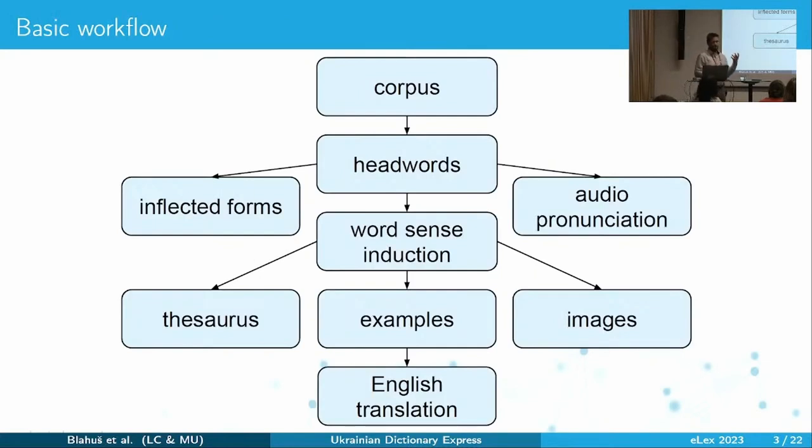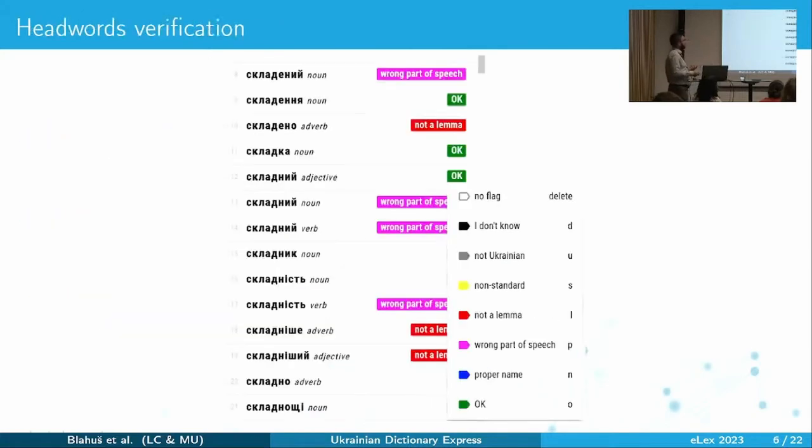Firstly, we generate the list of head words, the list of lemmas from the corpus, and the task for the editor in this step is to label each of the words. Okay means this word should belong to the dictionary. Wrong part of speech means that the tagger made a mistake. Not a lemma means that the word form for the dictionary should be different. There were a few hours, and the task for the editor was to assign a label to each head word. Not the best work in the world, I would say. You can tell.